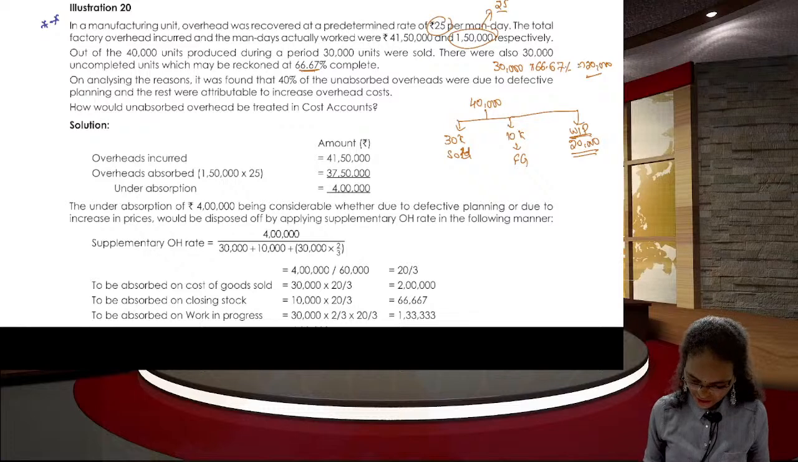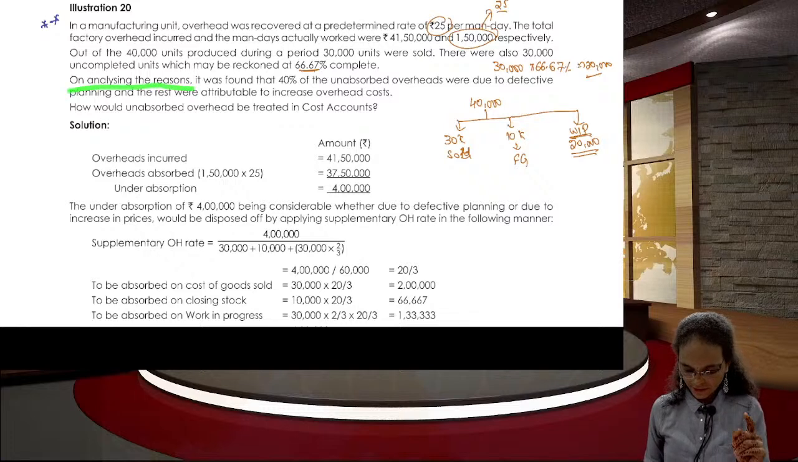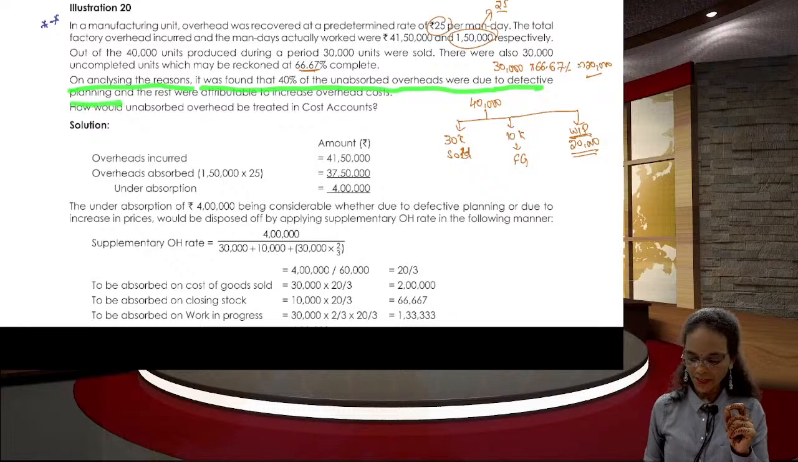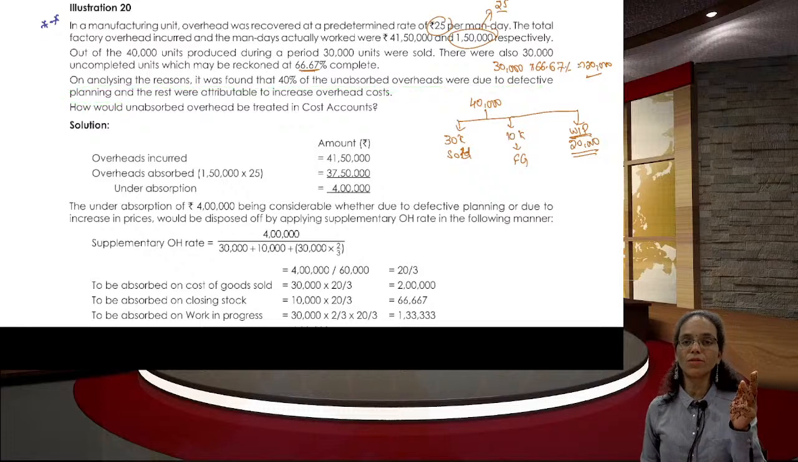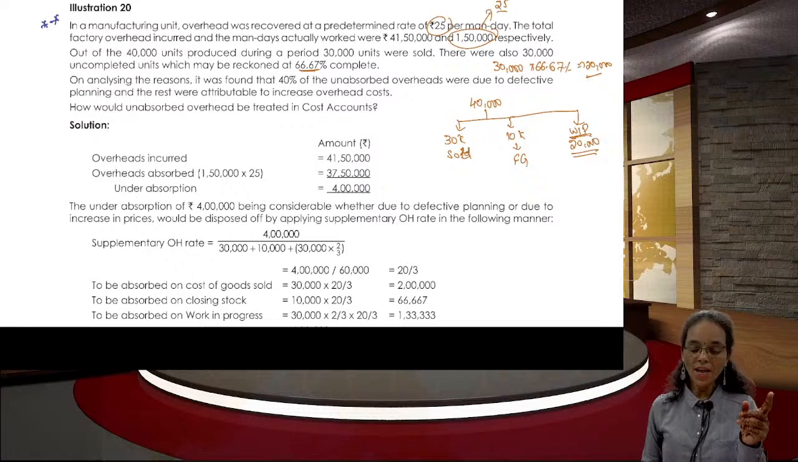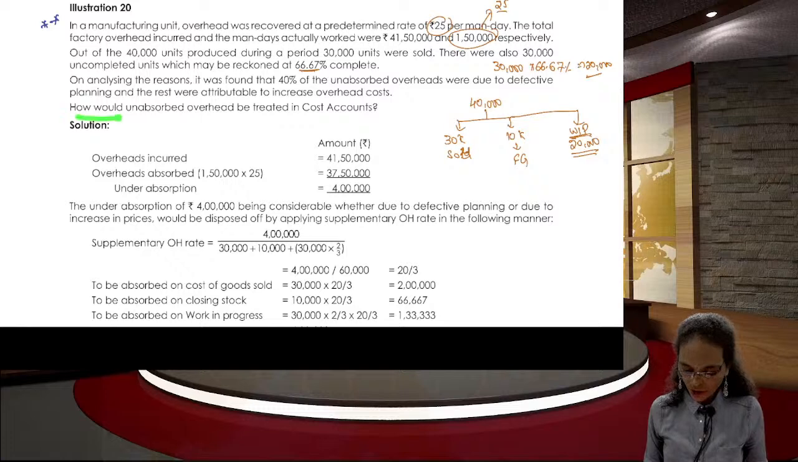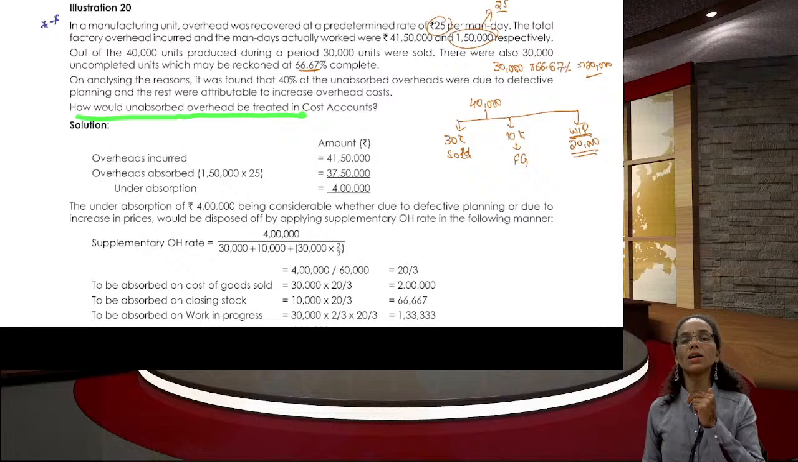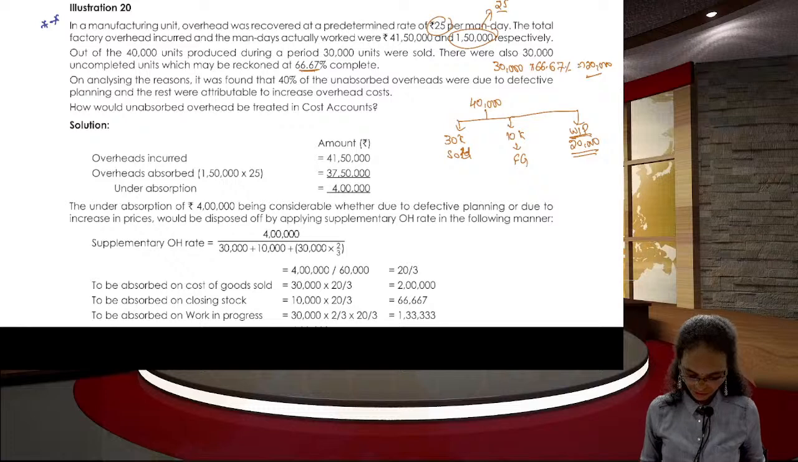Next, on the analysis, the reasons: it was found that 40% of the unabsorbed overhead was due to defective planning. Whatever the unabsorbed overhead is, that is the under absorption. 40% because of management inefficiency, and the remaining is due to an increase in the overhead cost. How would you treat the under absorbed overheads in the cost accounts?